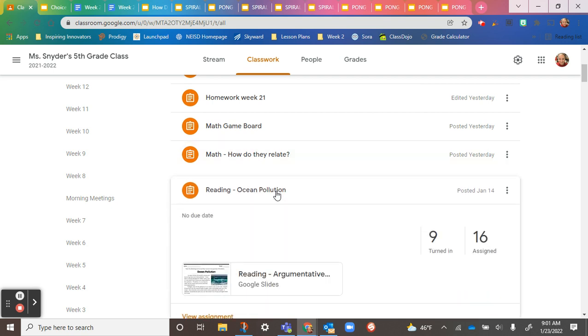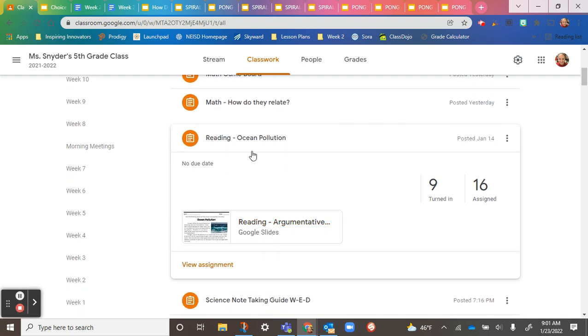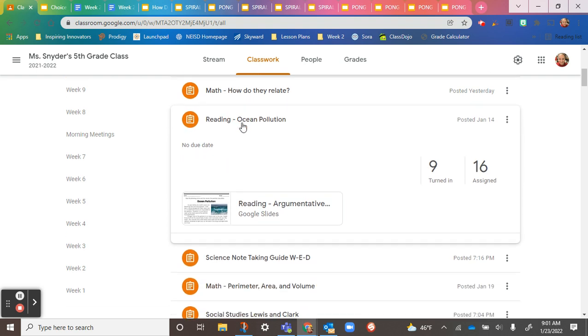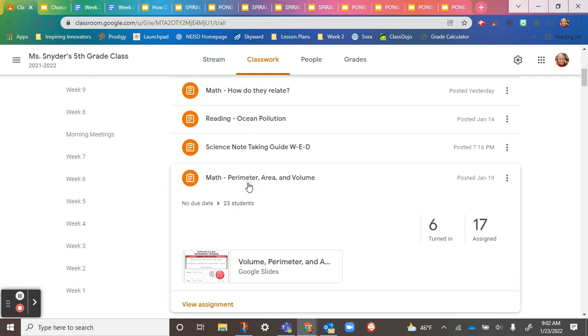Reading. Some of you finished this. If we haven't finished it, we'll have time, and then this will be the kind of the text that we'll be looking at to model how our writing should look. And then I talked about the science, and then math. Again, some of us did not finish this from last week.